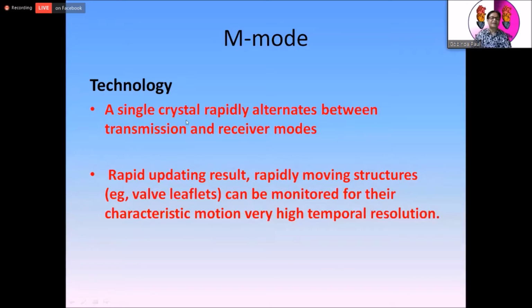From a technological point of view, in M-mode a single crystal rapidly alternates between transmission and receiver modes. With rapid updating, rapidly moving structures like valve leaflets can be monitored for their characteristic motion, with very high temporal resolution. M-mode is very important. It gives high temporal resolution and also spatial resolution as well.